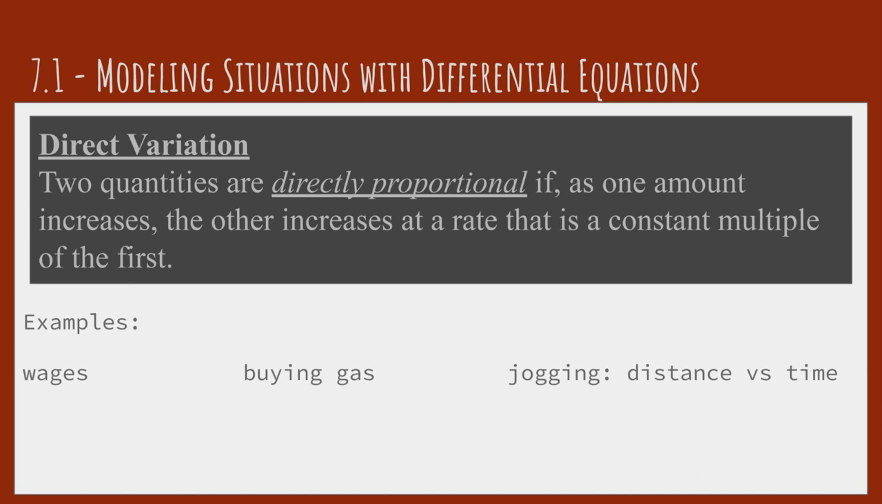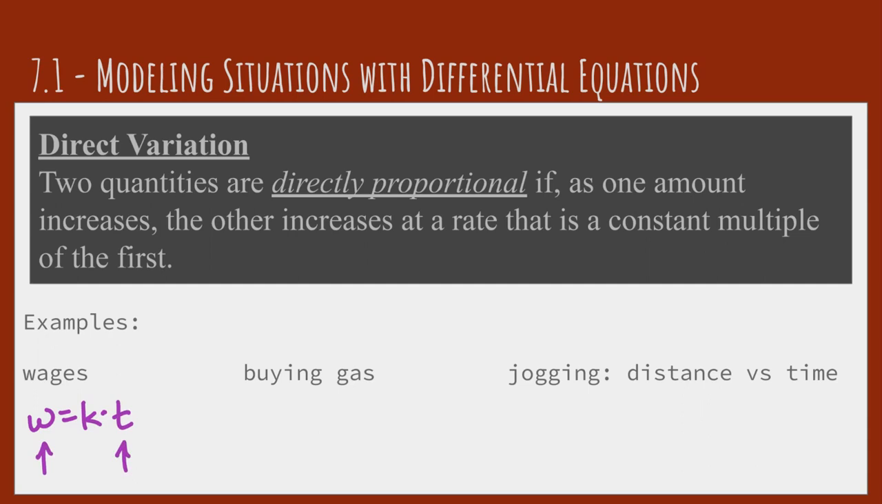And the idea with a direct proportion is that as one quantity increases, another quantity increases as a result, and it's a rate that's a constant multiple of the first. So some examples would be like how much money you get paid for working a job. So if you get paid hourly, your wages are going to be whatever your hourly rate is times the number of hours that you work. So the wages that you get and the time that you spend are a direct proportion. As you spend more time working, you get paid more for working.